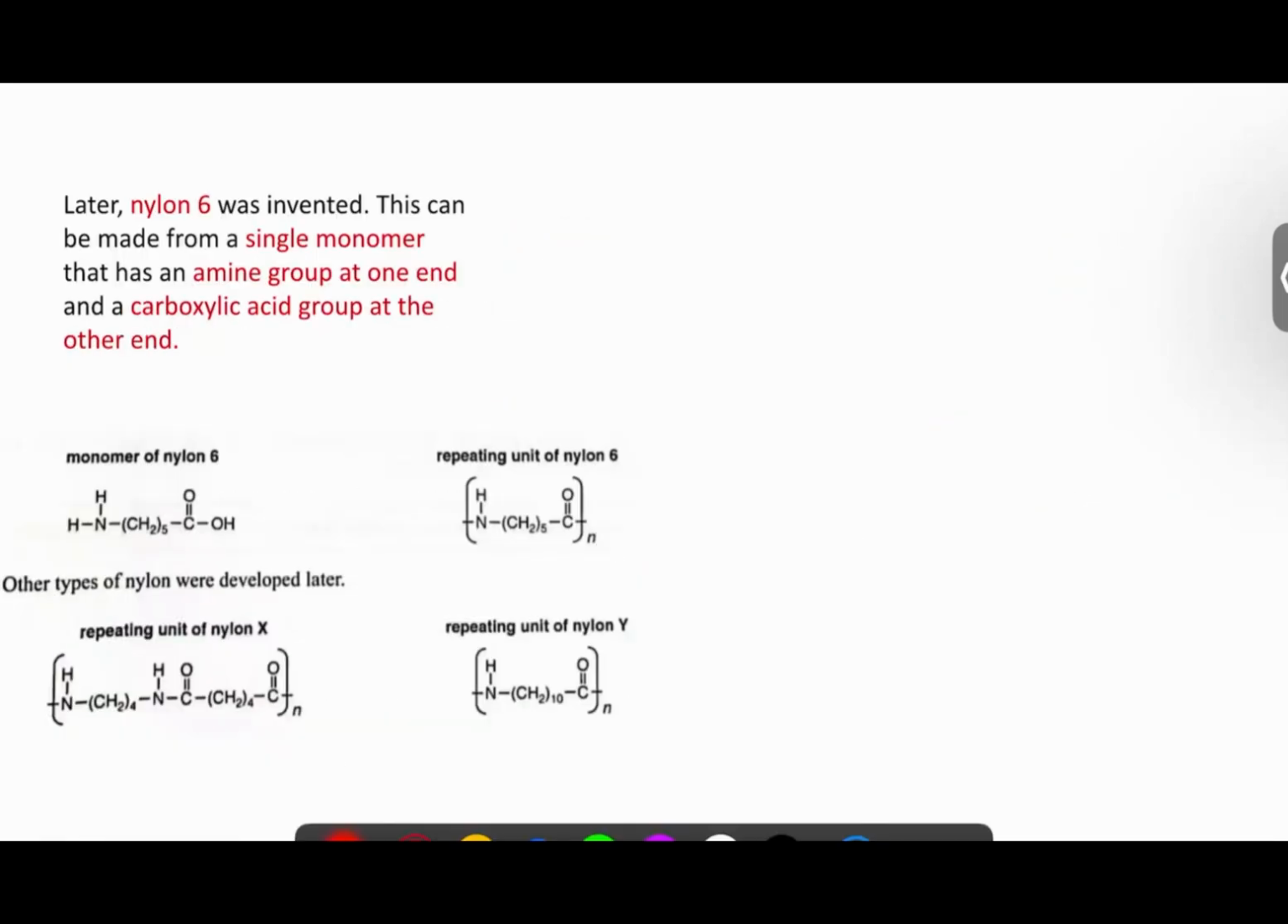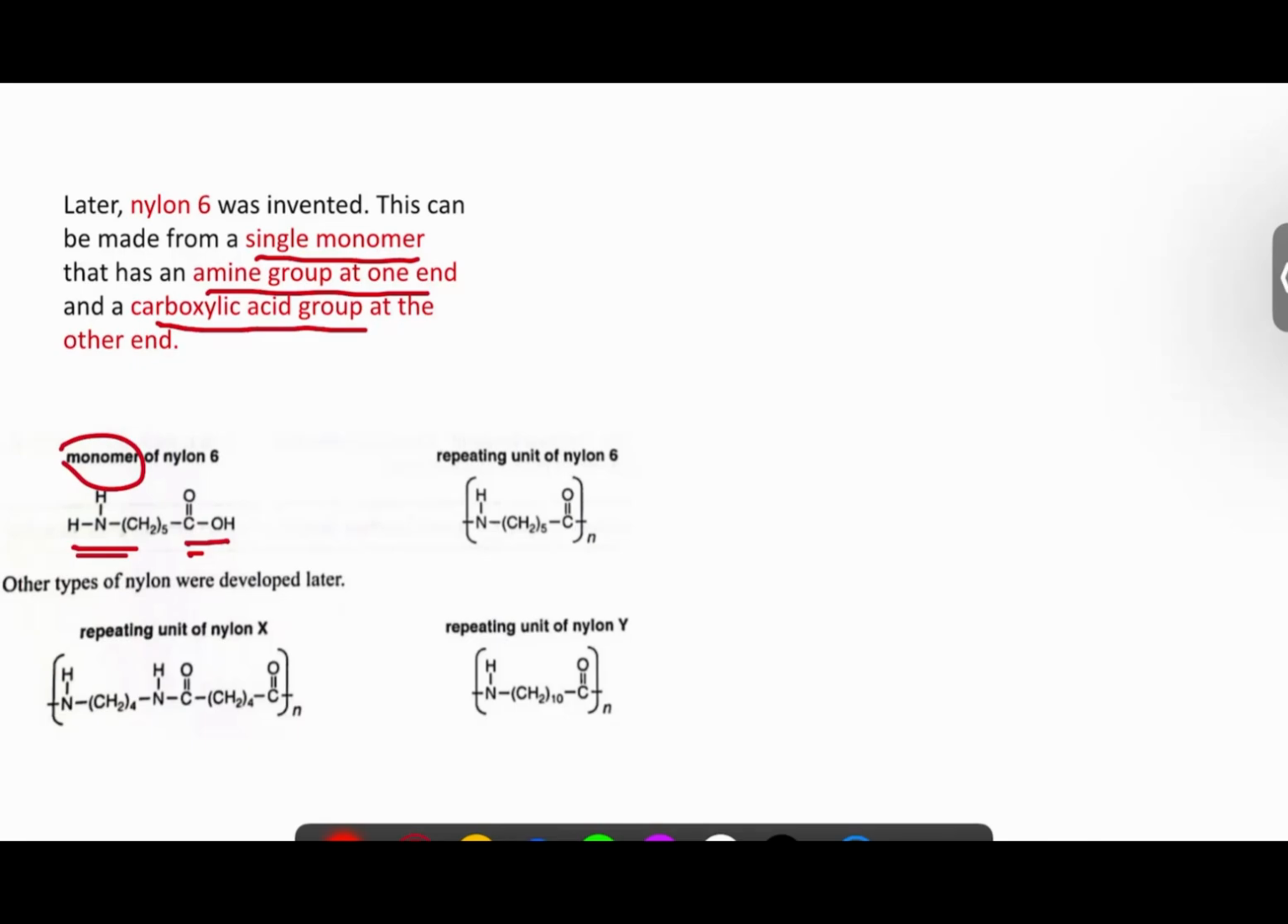So later nylon 6 was invented. This can be made from a single monomer that has an amine group at one end and a carboxylic group at the other end. So from here, this is the amine group and this is the carboxylic group. This part is the monomer. After we join up all the repeating units, it becomes a polymer.